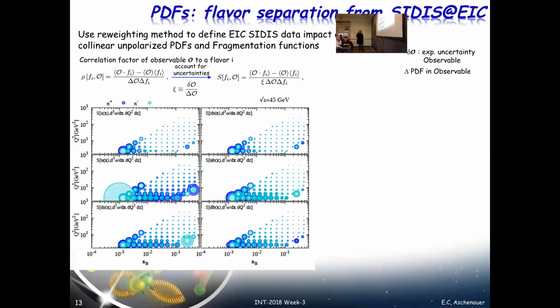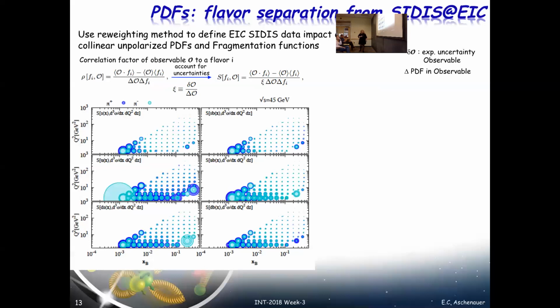So we have many because we also work with the NNPDF, and then you can define these correlation functions, which is the correlation between your observables and your flavor. And you could plot these rho, but we have done something a little bit further. To visualize better where the data has actual impact, we take into account the experimental uncertainty by normalizing this correlation factor with the uncertainty of the PDF over the uncertainty of the observable. Roughly clear? Okay. And then you get this S.